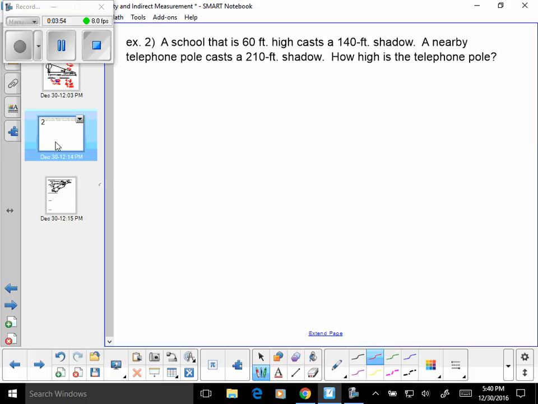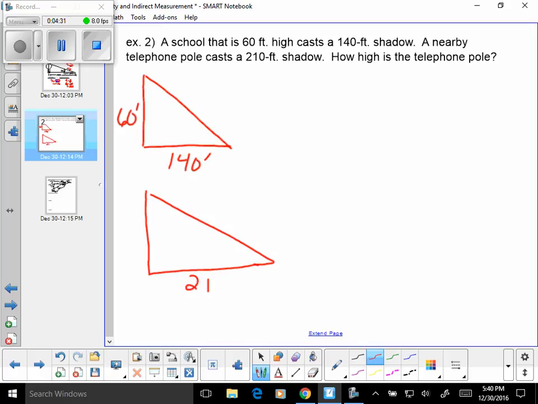Okay, at this point, you hit pause and do example 2. Probably be a good idea to draw a right triangle to represent the school. We know that the school is 60 feet high and has a shadow of 140 feet. Then draw another one for the telephone pole. We can kind of guess that the telephone pole must be taller since the shadow is longer than 140. 210, and we do not know.